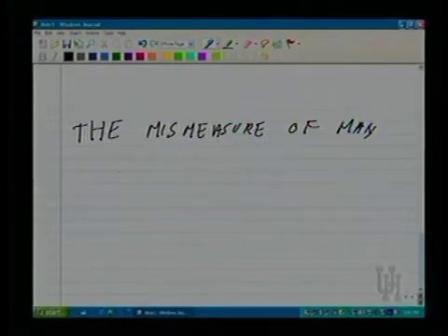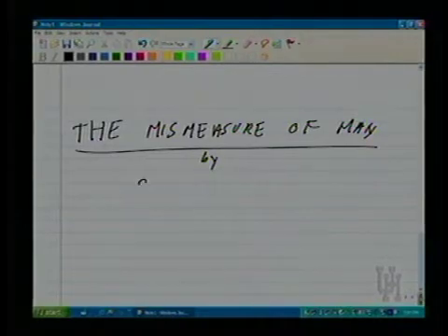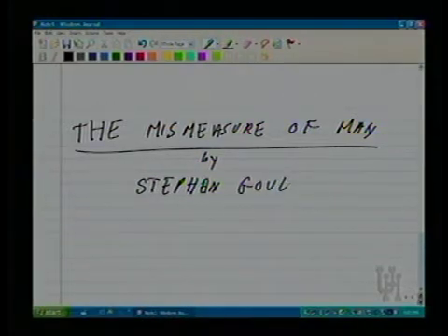by Stephen Gould. I think it's Stephen, The Mismeasure of Man by Stephen Gould. I think it's PH, but the Gould is right. He just passed away a few years ago. He wrote a lot of interesting books. And in this book, he wrote about IQ tests and about measuring intelligence by measuring skull size.